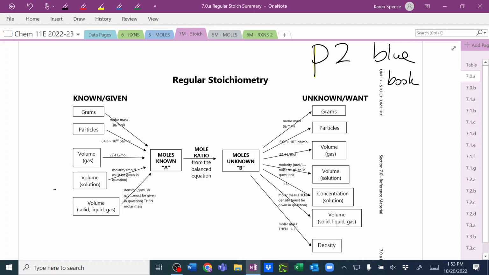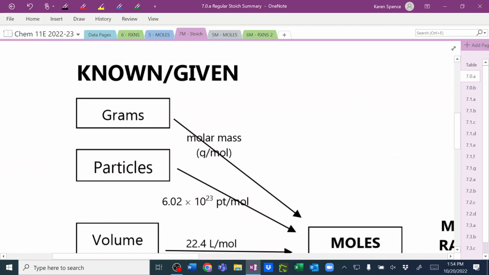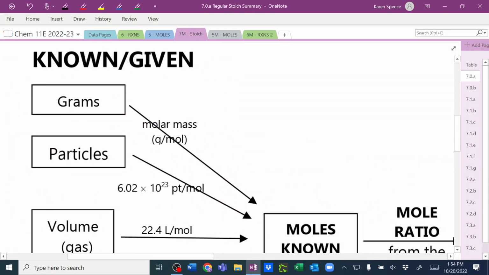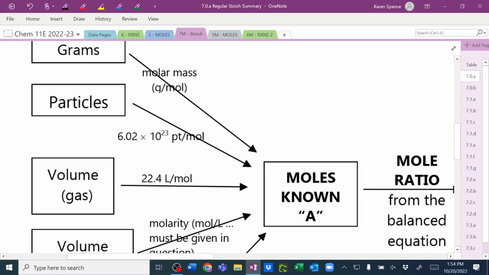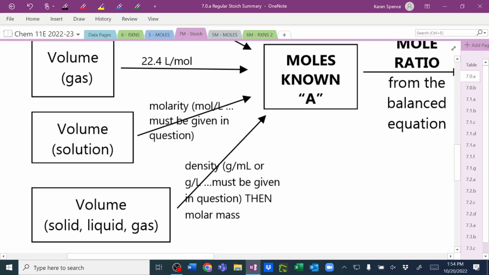Okay, so stoichiometry is really just this kind of mole band-aid that we stick on top of reactions. We're taking everything we learned in the moles unit. Guess what? We get to convert from grams to moles, from particles to moles, from volume of a gas to moles, from volume of a solution to moles, and volume of a solid, liquid, or gas to moles.